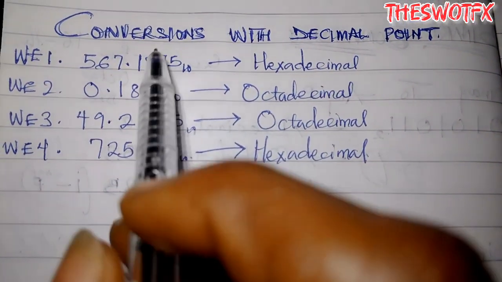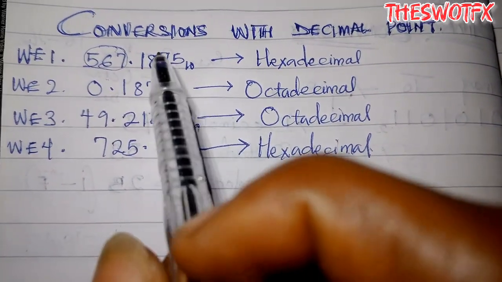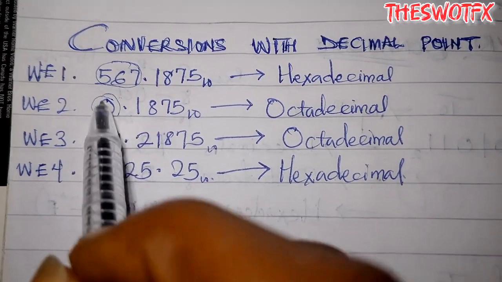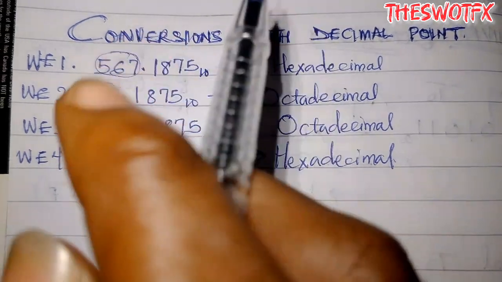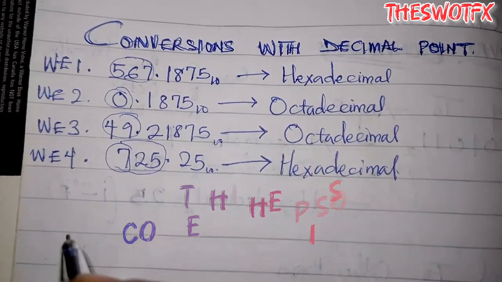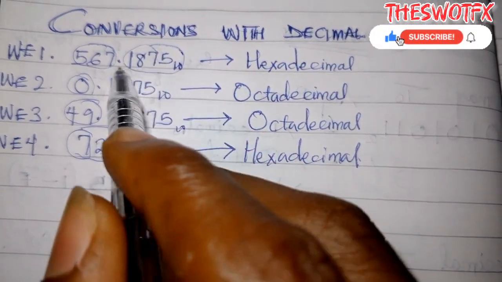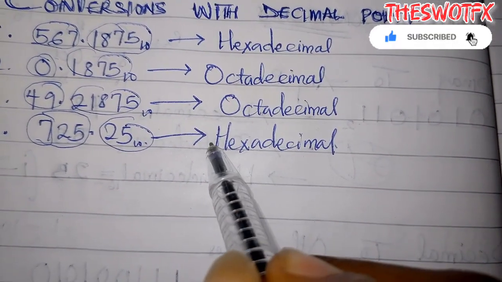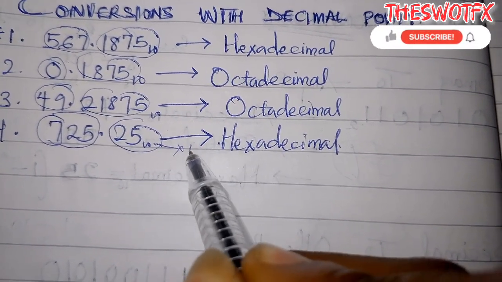So what you just need to do is, the ones before the decimal point are going to be converted the way we did it in the first episode. Do you understand? Let me make an example. Then the ones after the decimal point are going to be multiplied by the base you are taking it to. This one is to hexadecimal, so you multiply it by 16.